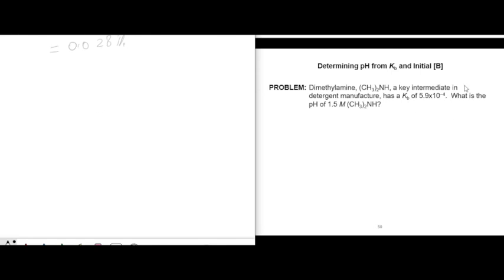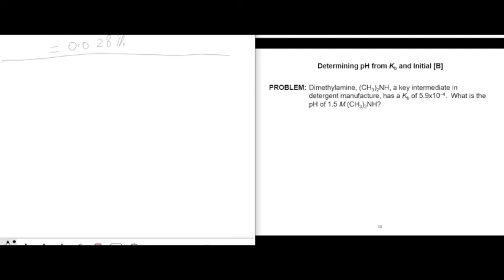dimethylamine, a key intermediate in detergent manufacture, has a Kb of 5.9 times 10 raised to the power minus 4. What is the pH of 1.5 molar (CH3)2NH, or dimethylamine?